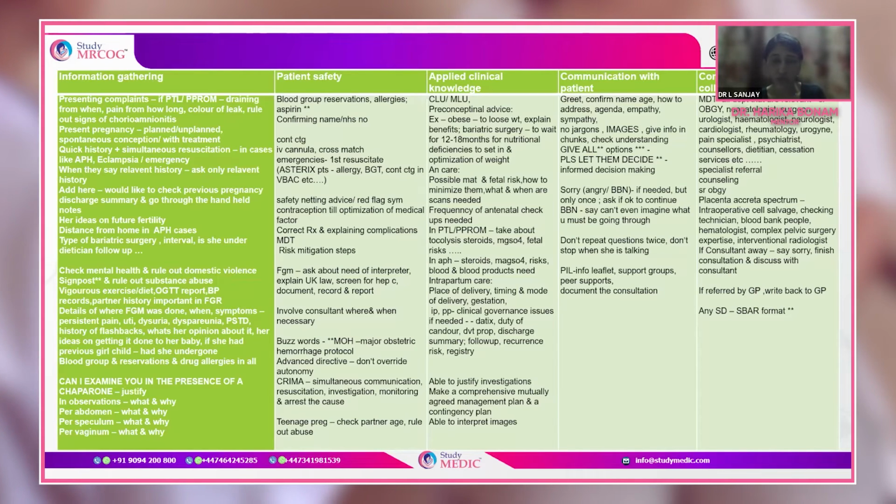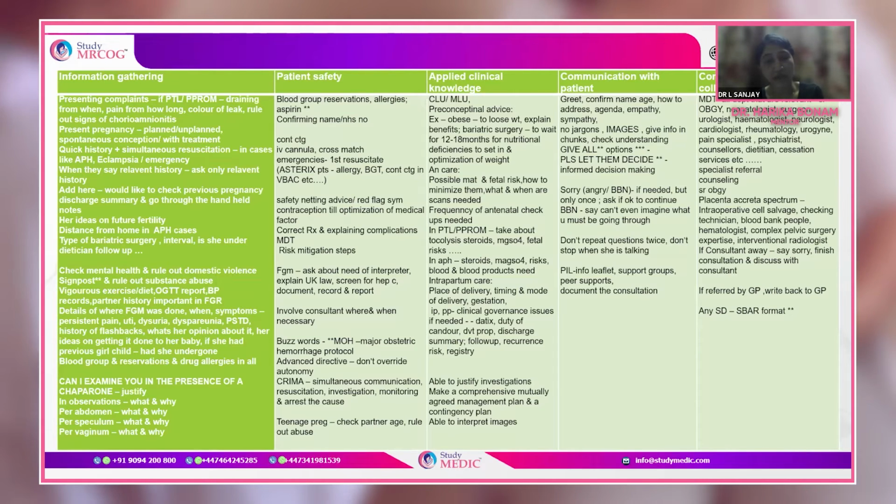So if you can't talk about anything and if you are short of time, start with simultaneous communication, resuscitation, investigation, monitoring, and arresting the cause. And then each one of them you can elaborate and talk to the examiner.